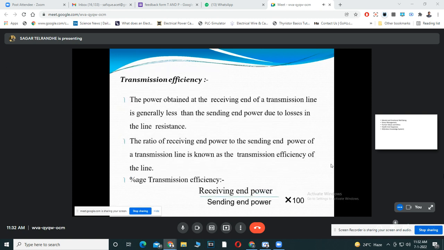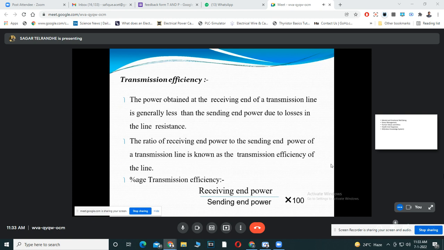Now, transmission efficiency. The power obtained at the receiving end of the transmission line is generally much less than the sending end power due to the losses in the line resistance. The ratio of receiving end power to the sending end power of a transmission line is known as the transmission efficiency of the line, and it is often denoted by eta. So transmission efficiency is nothing but the ratio of output power to the input power, or output energy to the input energy.